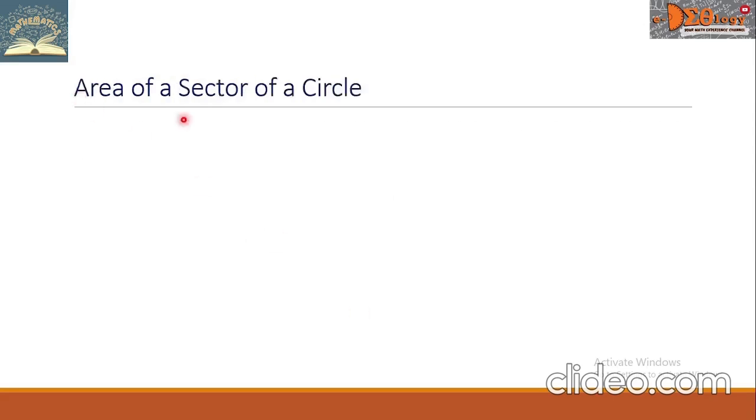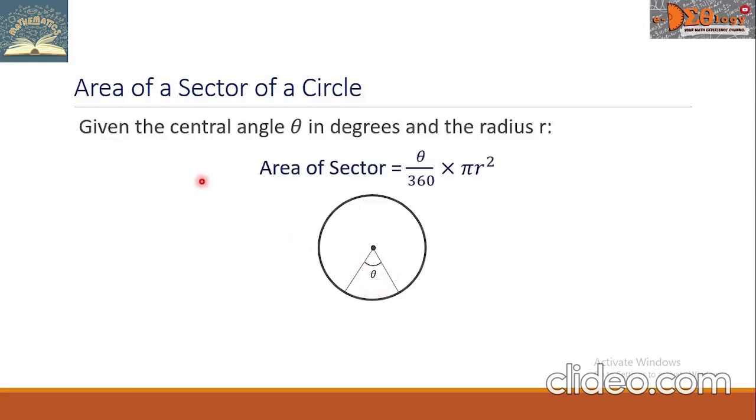Now, the area of a sector of a circle. We have this figure and we have a central angle here given as theta. This is the formula. Given the central angle theta in degrees and the radius r, the area of sector equals theta over 360 times pi r squared.